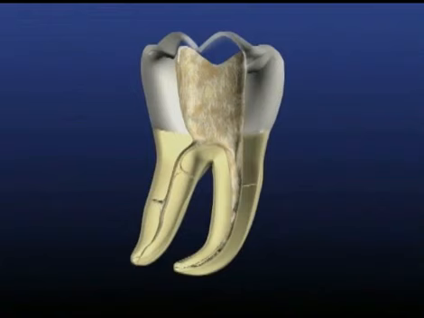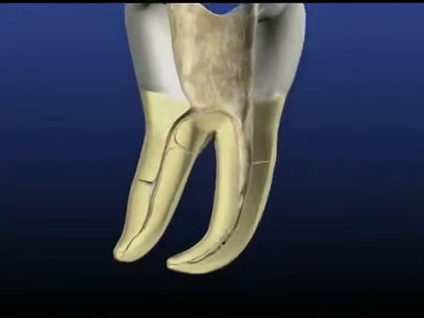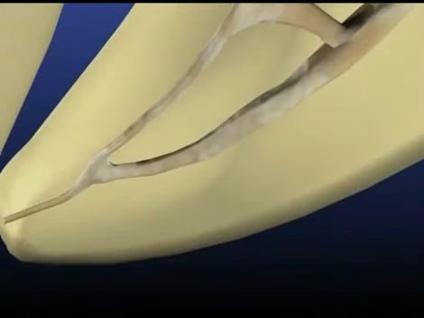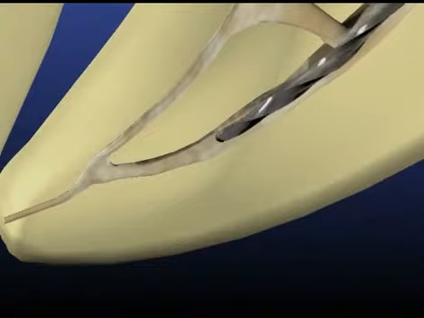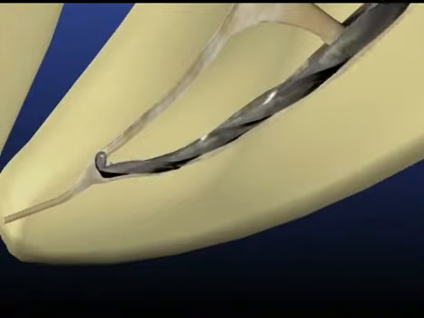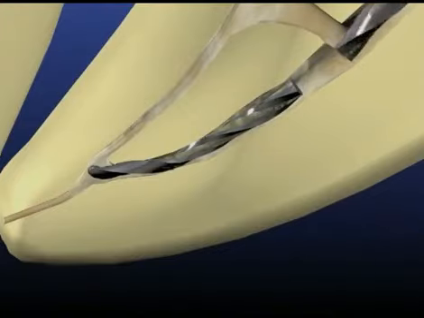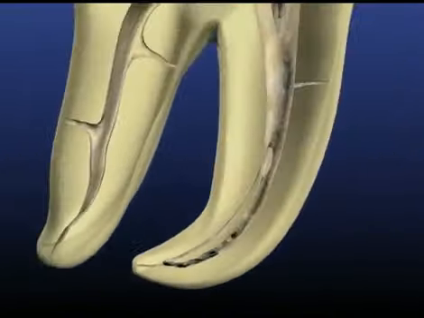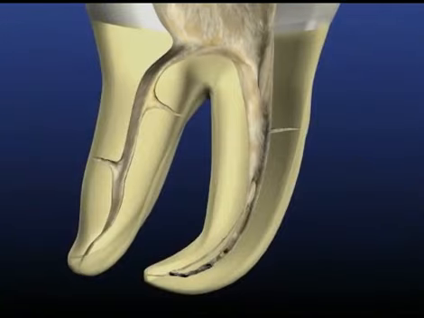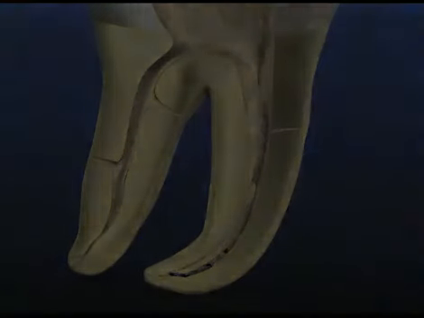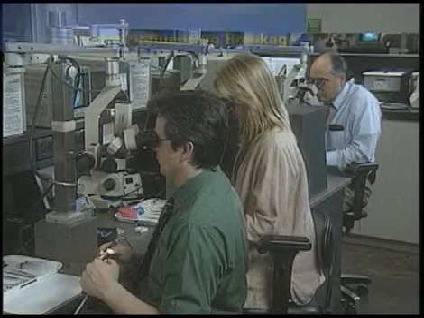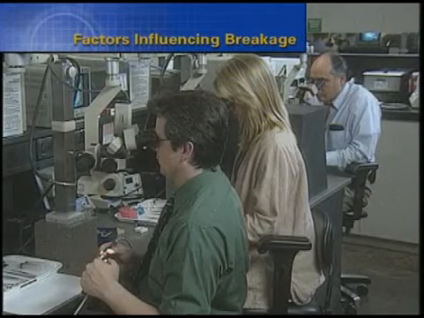Let's look at an animation that will illustrate how a rotary instrument could break in apically merging mesial systems. Mesial canals of mandibular molars at times abruptly merge apically. When the tip of a rotary file reaches the area of confluence, it may roll over, unravel, and break. In this show, we will address how to remove broken, separated, or disarticulated instruments. At this point, let's review those factors influencing breakage.